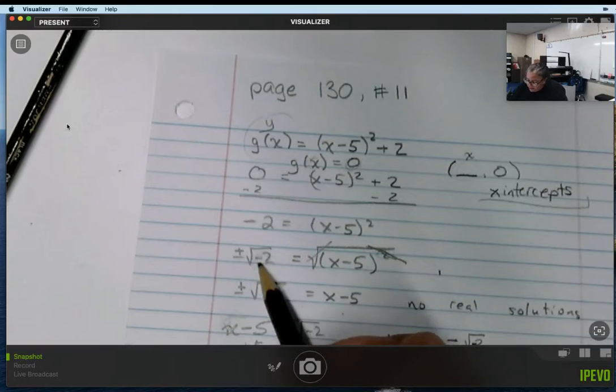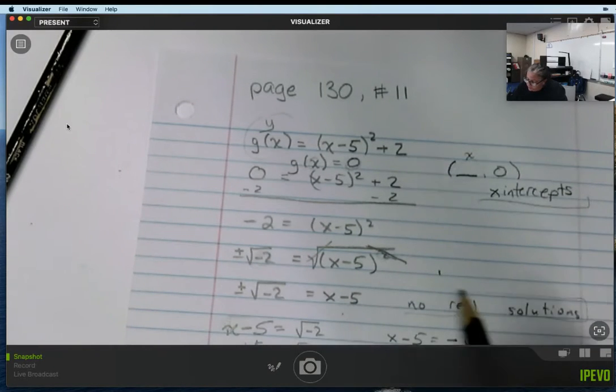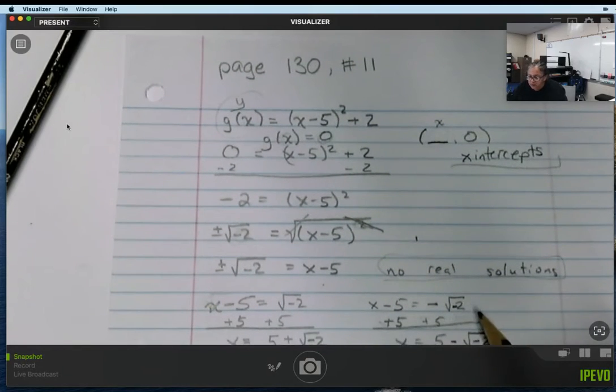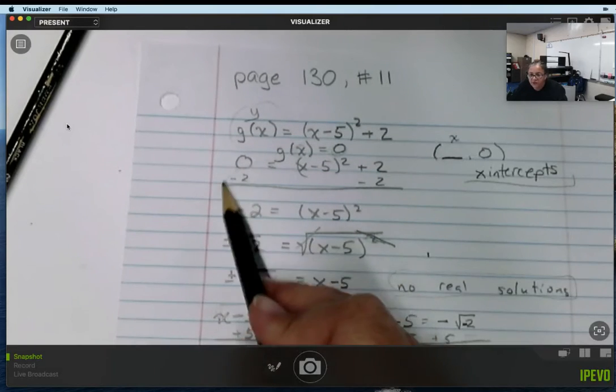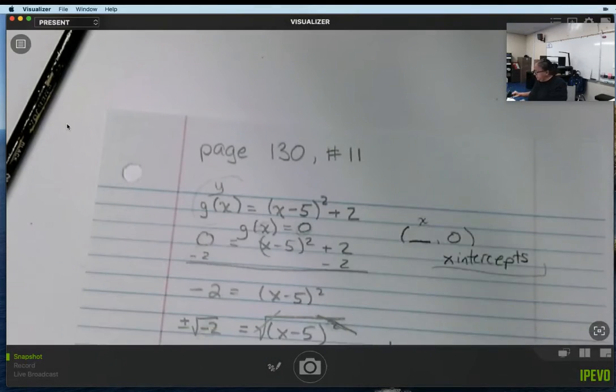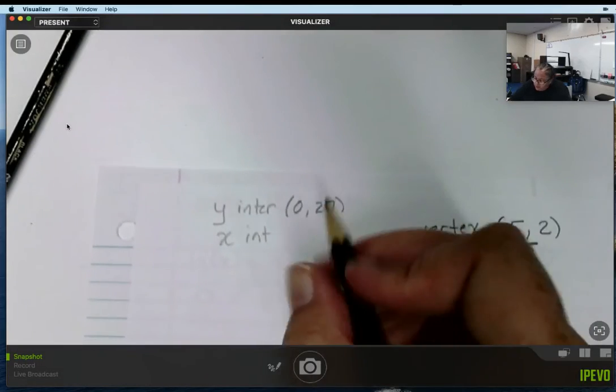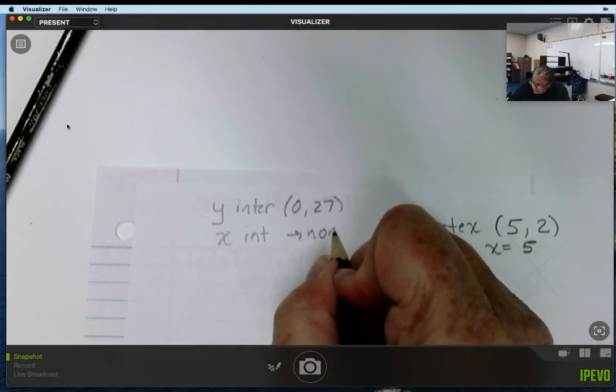If you get a negative integrand on a square root, then you have no real solutions, meaning there's no numbers on our graphs that can represent this. The rest of the parabola is fine. It just means we can't have a y value of 0. So back to our graph. For x-intercepts, we have none.